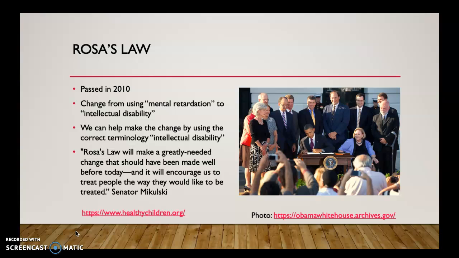And we can help make this change, because there are still people that may have not made this change of using the right terminology, but as teachers we can help make the change by always referring to it correctly as intellectual disability. And there's a quote from Senator Mikulski, who helped pass this law, that said, "Rosa's Law will make a greatly needed change that should have been made well before today, and it will encourage us to treat people the way they would like to be treated."